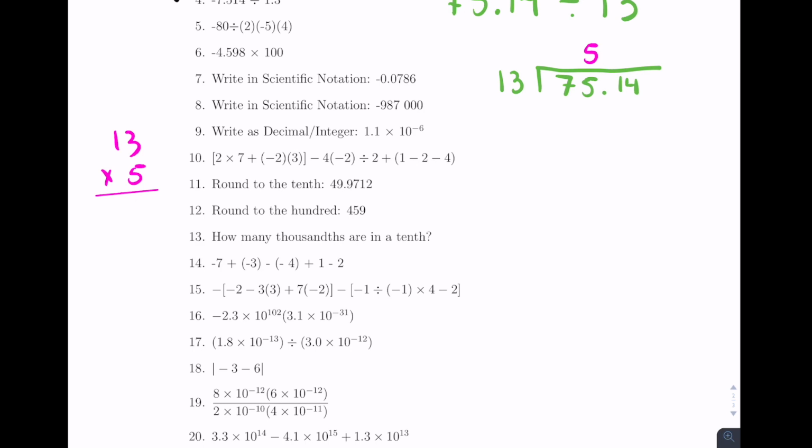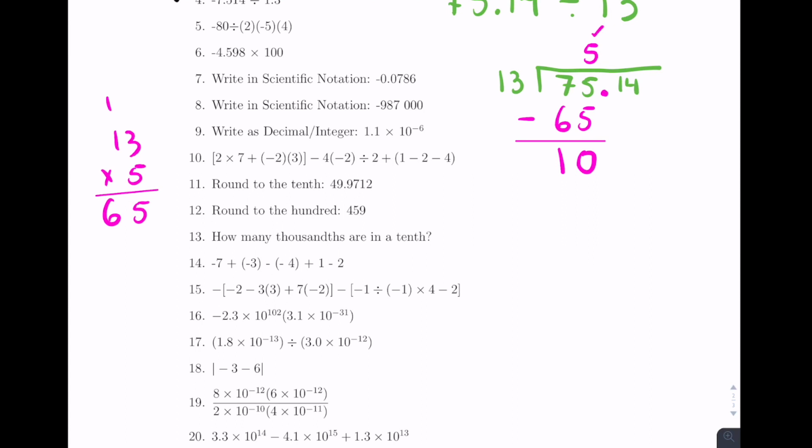So 5, so this becomes 15, 65. So 65, so 5 times 13. Okay, so that seemed to work. So 5, so this will be 0 subtracted and 1, so we have 10. So we couldn't have fit any more 13s into that 75. So indeed that was 5.